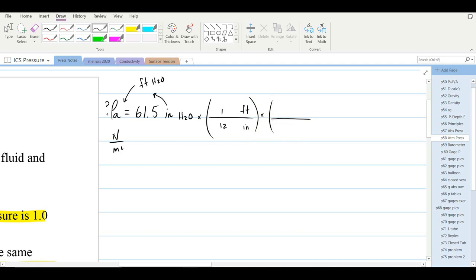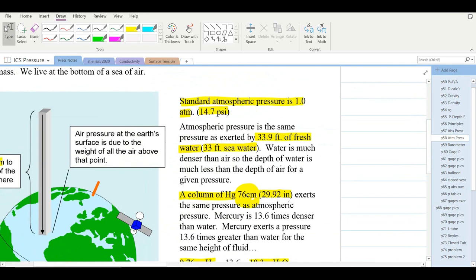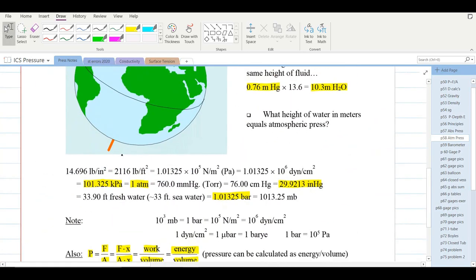We have feet of water. We know that there are 33.90 feet of water. Height is one atmosphere, and one atmosphere is also 101,325 pascals. And that works out to be 1.53 times 10 to the 4 pascals. Pressure conversions become very easy where we have a host of these values, most of which you'll be given.